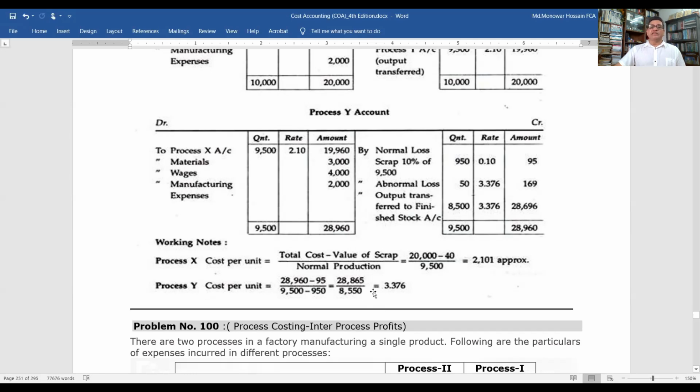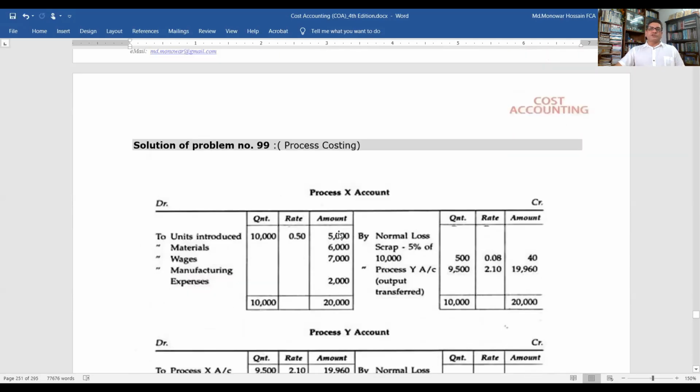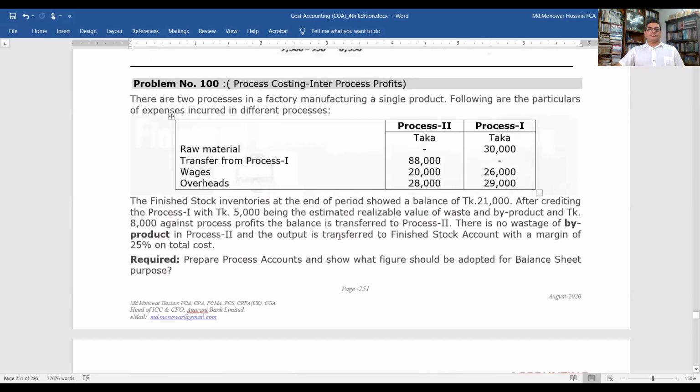If we divide 28,865 taka, the process Y cost, by the 8,550 units, then we get a per unit cost of 3.376. So if we put here 3.376 multiplied by 8,500, we'll get that. So this is the process account of the two processes.